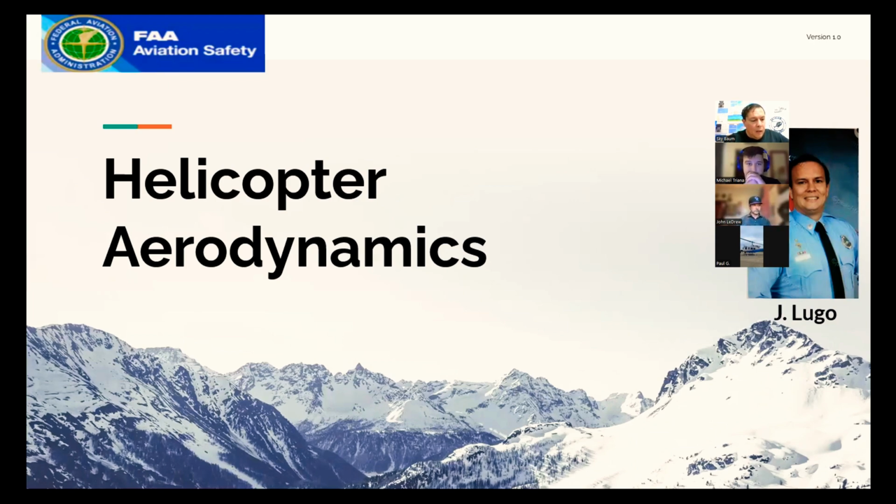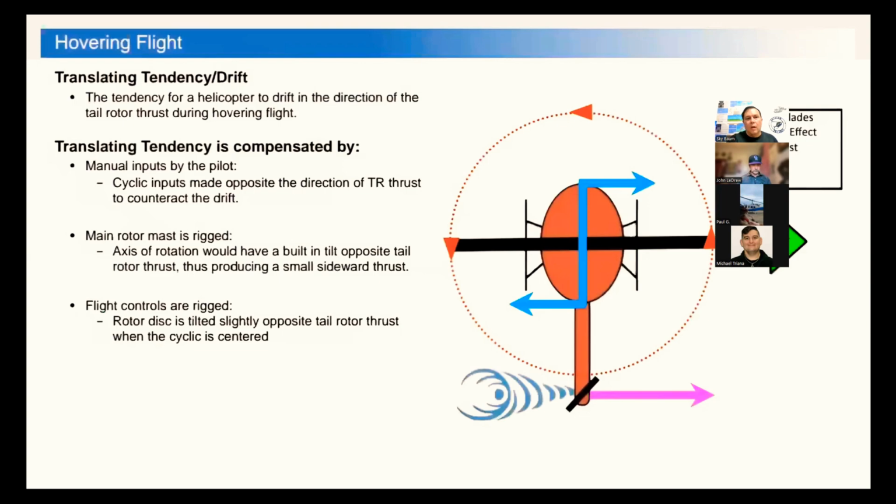So let's get into helicopter aerodynamics real quick, and I'll pass it on after that to John, and then John will pass it off to Michael. Just the basics. It's always good to go back to the basics. We're talking about hovering flight and translating tendency. What is it, the translating tendency?